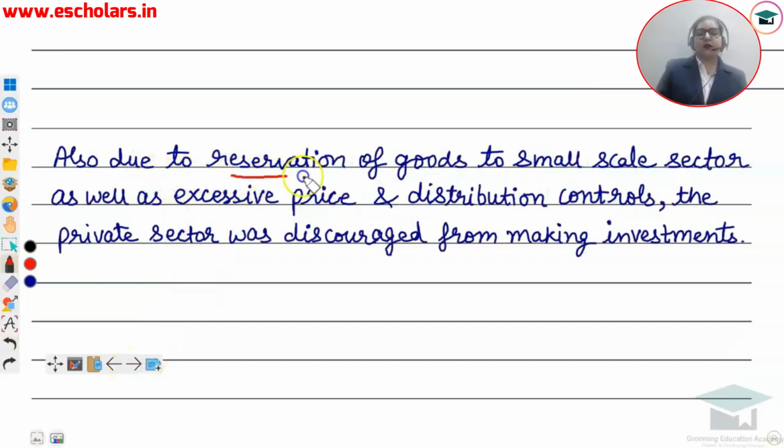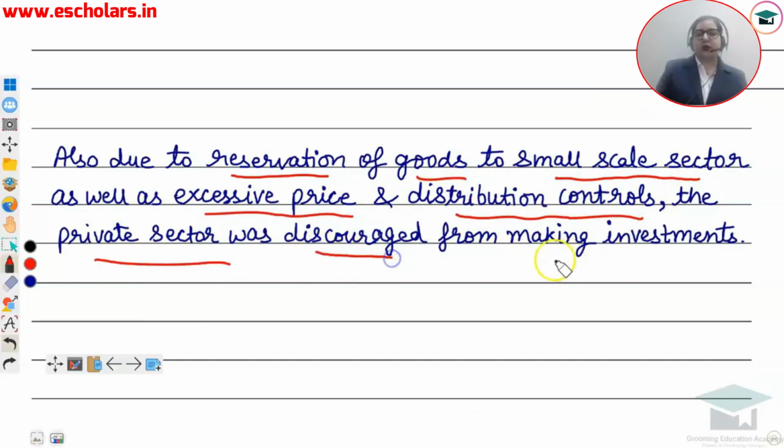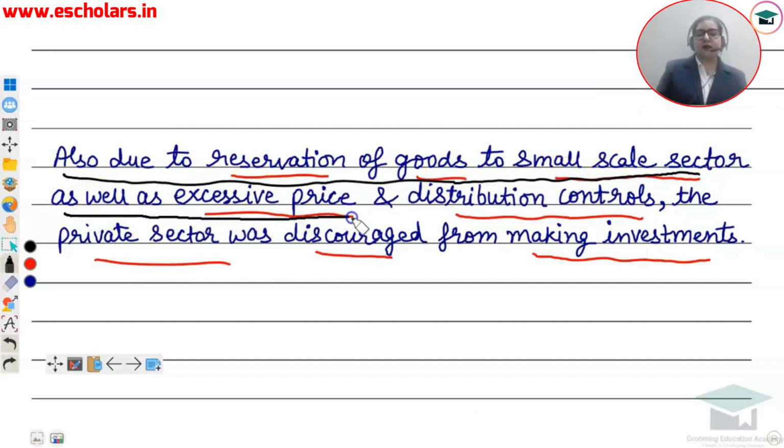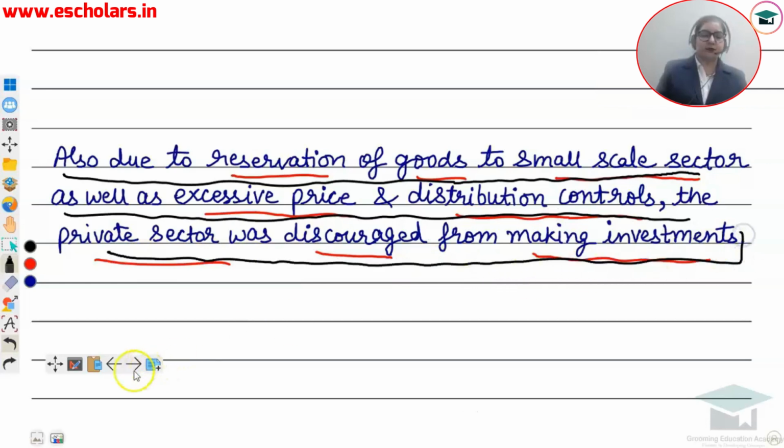Next, also due to reservation of goods to the small scale sector or small scale industries, as well as excessive price and distribution controls, the private sector was discouraged from making investments. So let's have a look. Also due to reservation of goods to the small scale sector as well as excessive price and distribution controls, the private sector was discouraged from making investments.